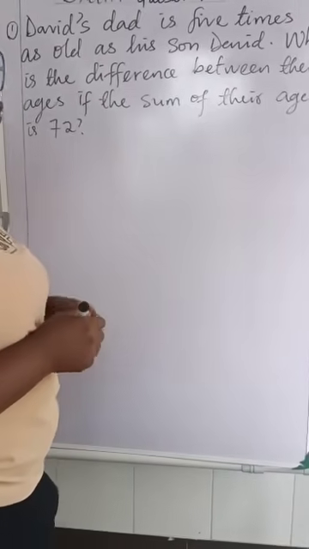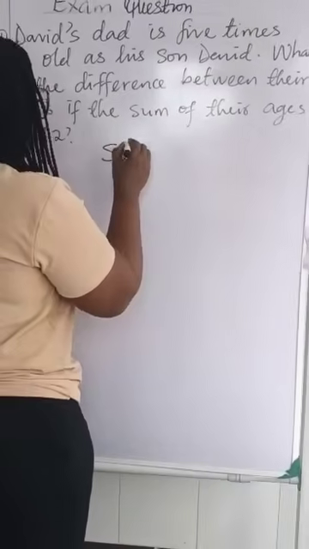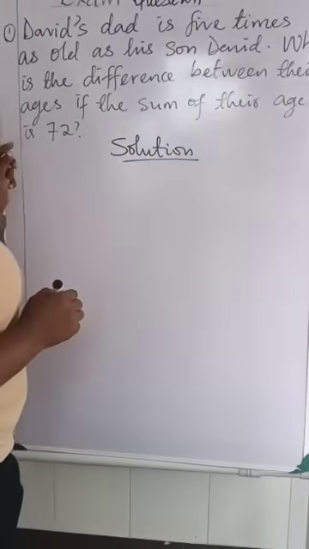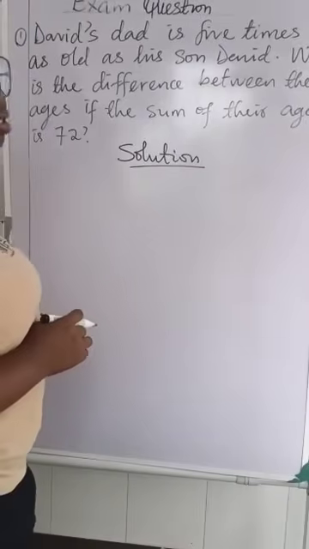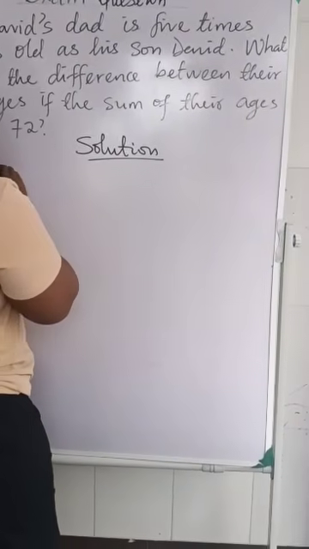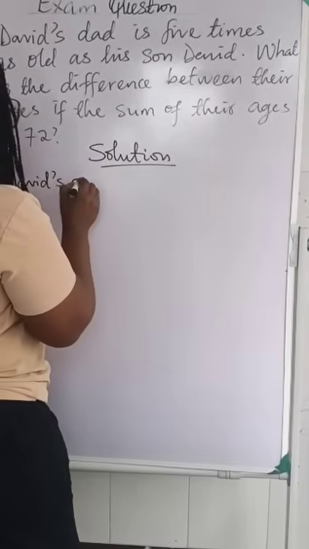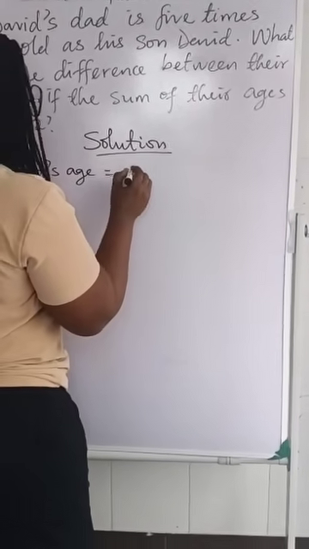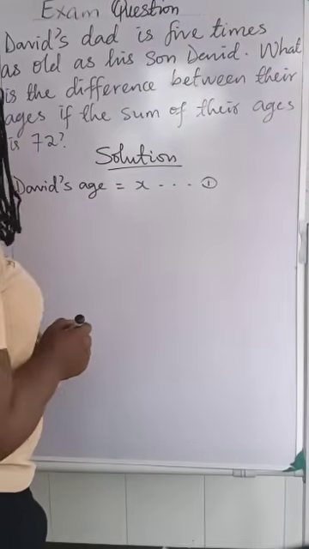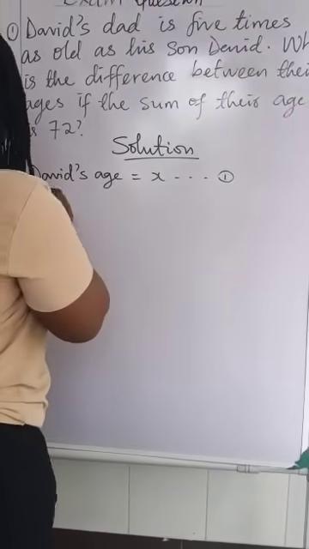Now let's solve this equation on the board. Solution. Let's assume that the son's age, which is David, is X. So we are going to have David's age will be what? X. That is step 1. David's age is X. And now, step 2 is going to be the dad's age.